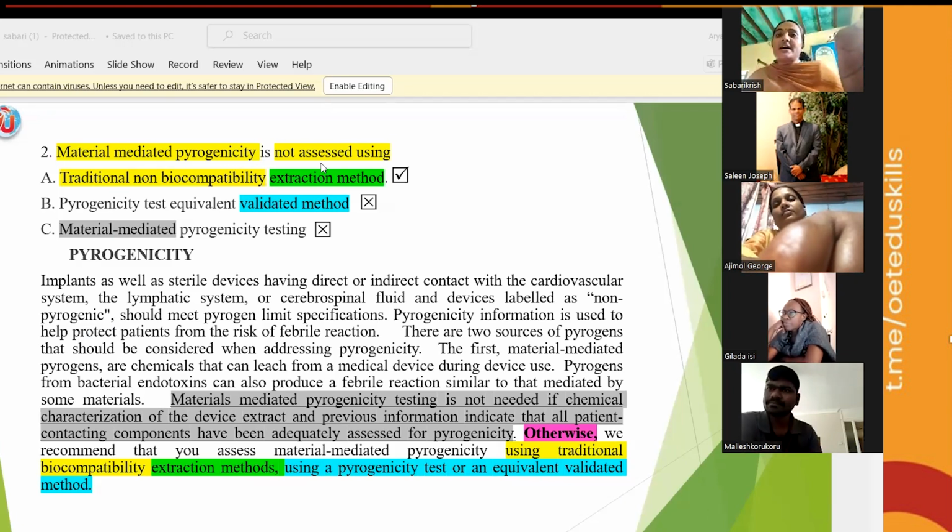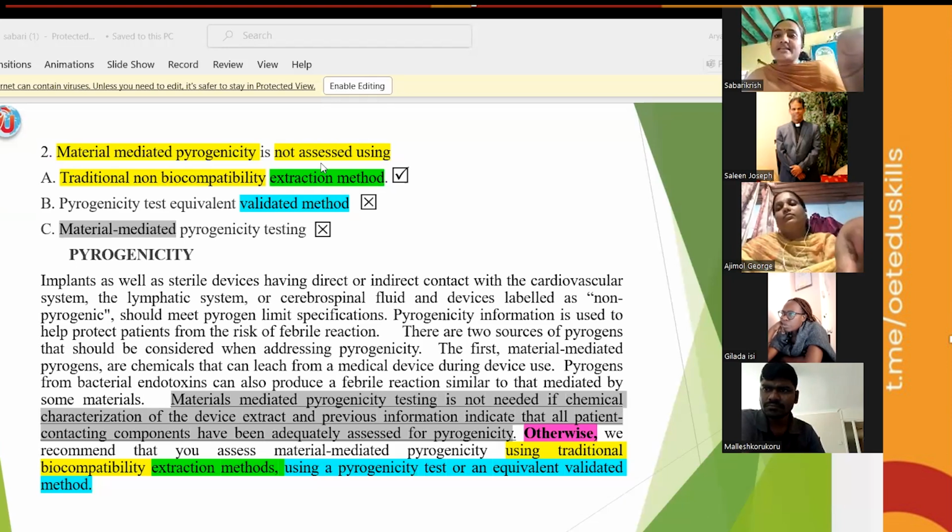Not assessed using. So material mediated pyrogenicity is not assessed using the three methods given below. One of the methods is not used. Traditional non-biocompatibility, then validated method, material mediated pyrogenicity. These are the three options. Therefore, after the word 'otherwise', it says using traditional biocompatibility extraction methods.